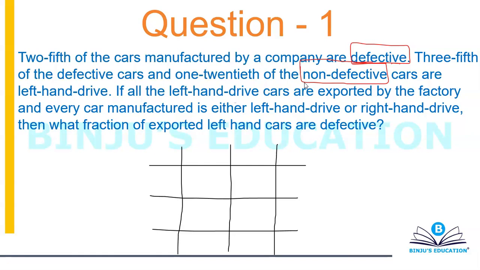Non-defective cars are left-hand drive. Now there again they have used a different word. Now that's a left-hand drive. And all left-hand cars are exported by factory, and every car manufactured is either a left-hand or right-hand. Now this gives me the final hint that when you talk about drive, there are only two types of drive, that is left-hand and right-hand. So I have defective, non-defective, I have left-hand and I have right-hand.